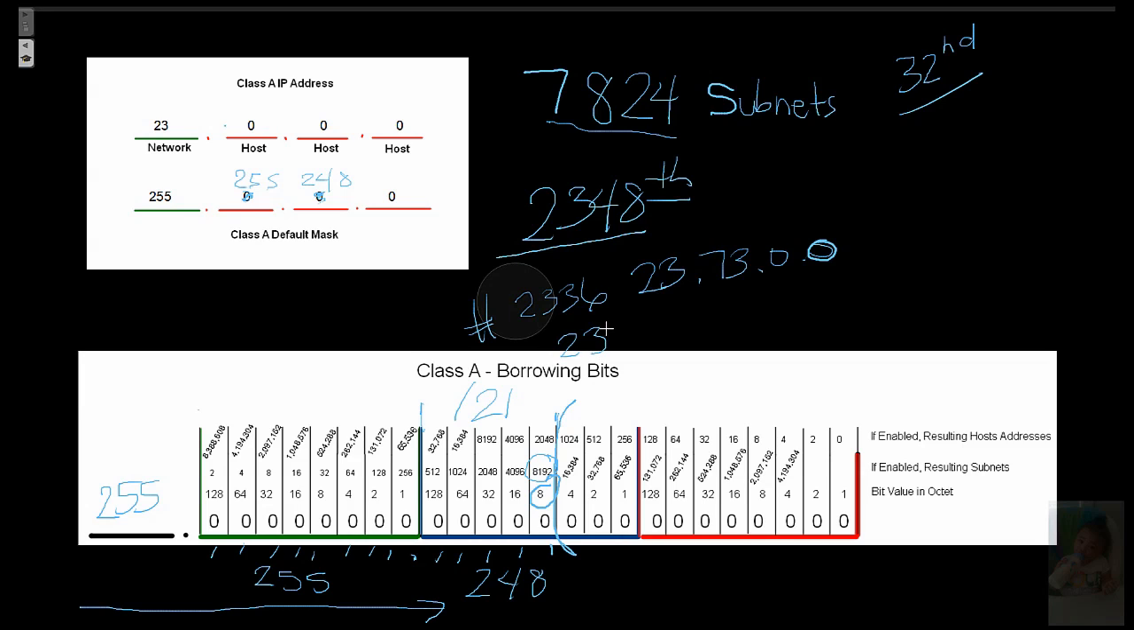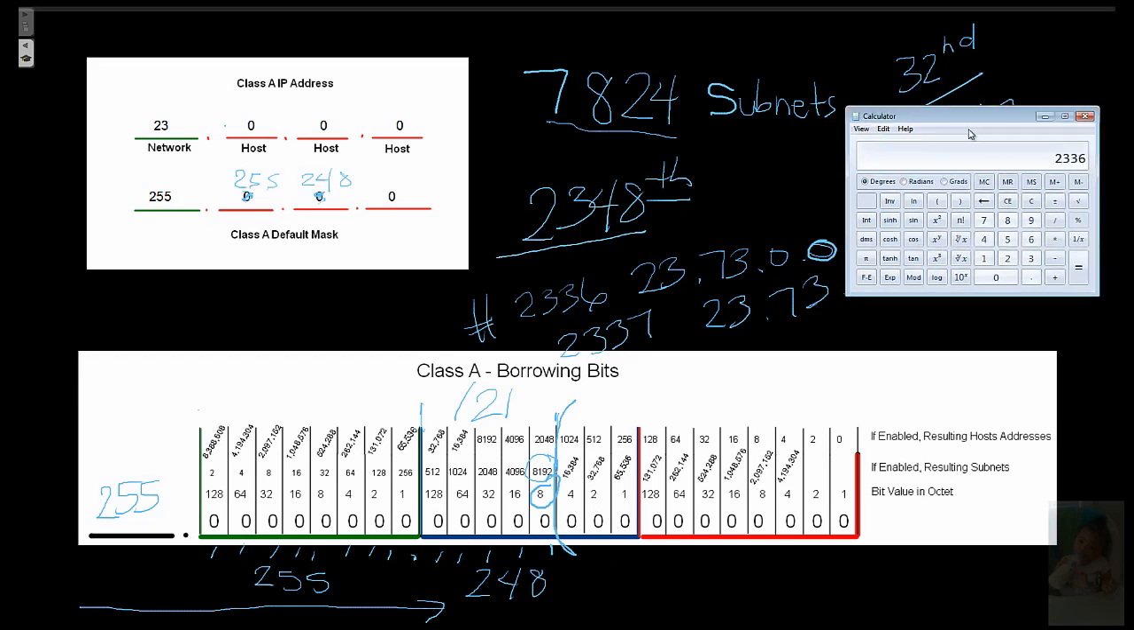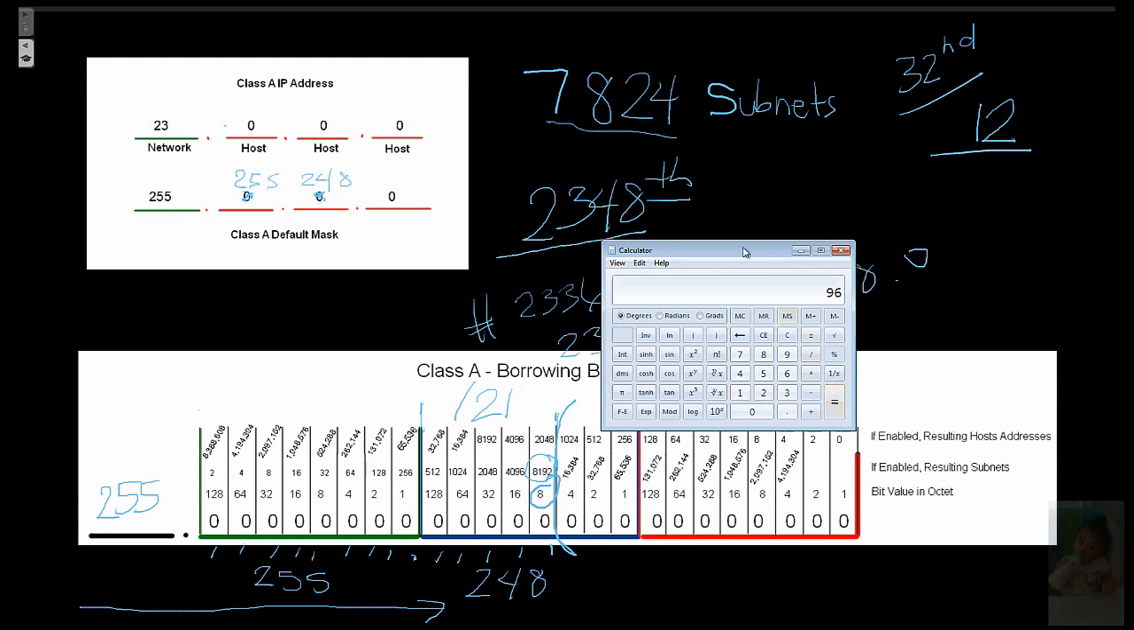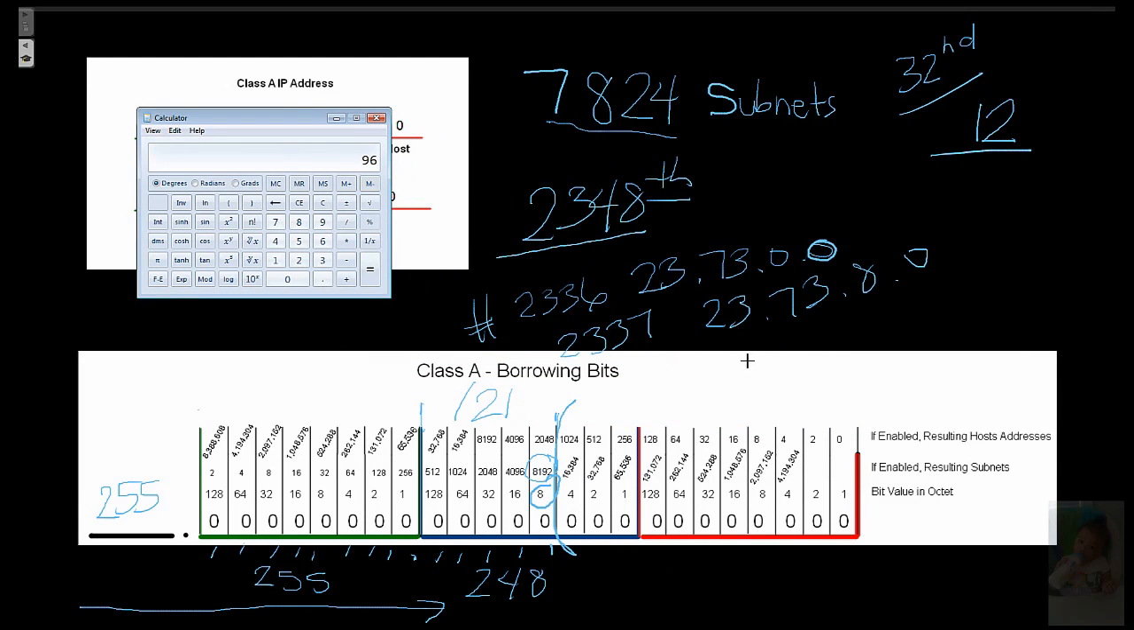So the 2,337th subnet would be 23.73.8.0. The 2,338th subnet, 23.73.16.0, and this continues to climb. What did we need? 2,348. We got this close, which means we still have 12 subnets to go before we max it out. So you can go shorthand at this point, knowing we're going to add networks by 8 each time. If you do 8 times 12, our third octet will be at 96 when we reach our network.